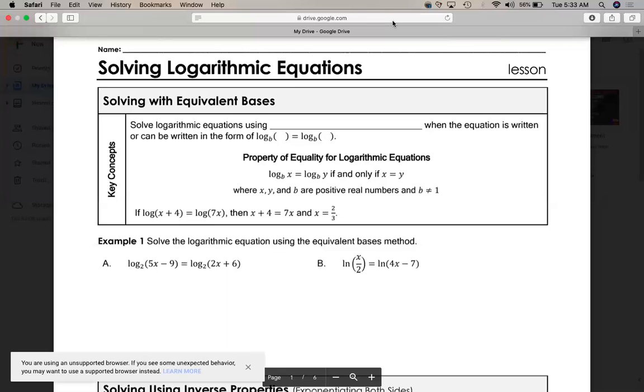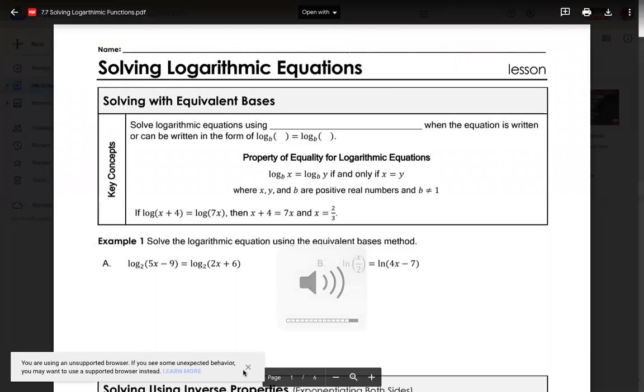Okay, guys, we're going to be working on solving logarithmic equations. This is lesson 7.7. Okay, notes.